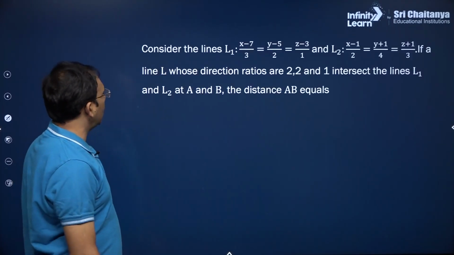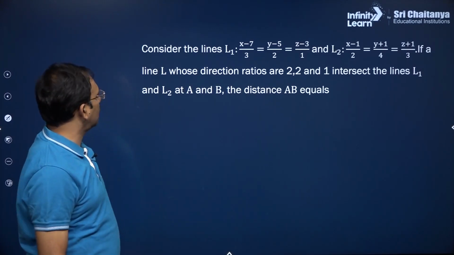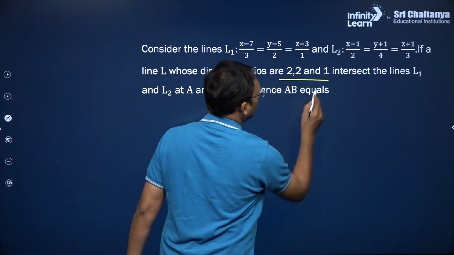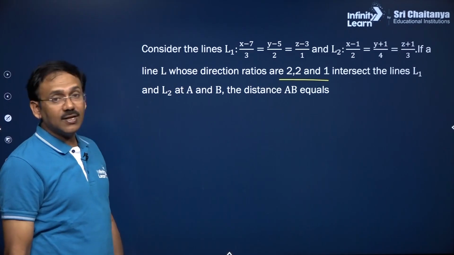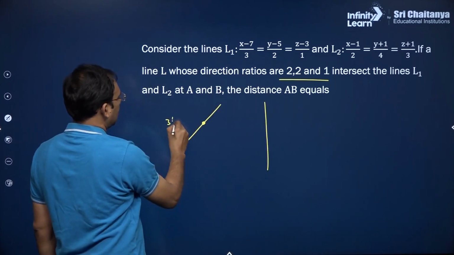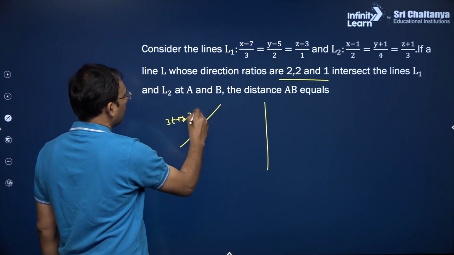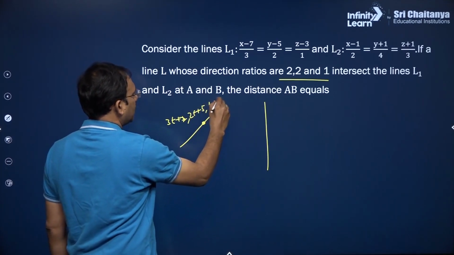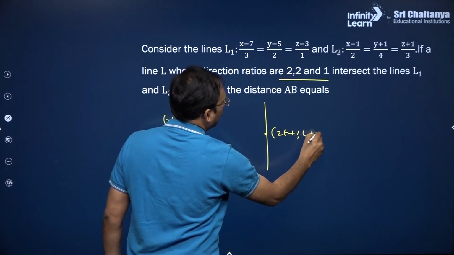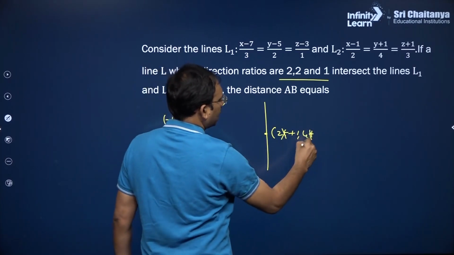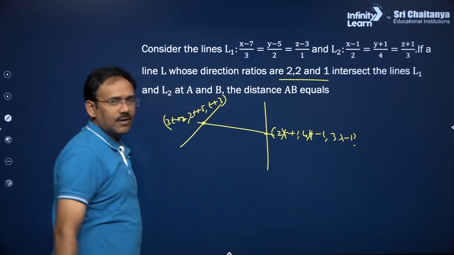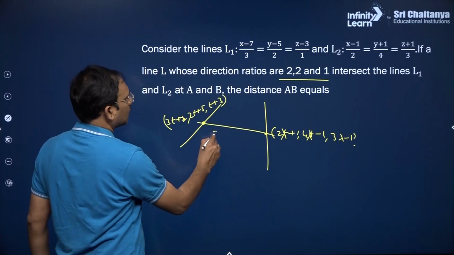Next, you see there are two lines, my dear friends, whose direction ratios are given. Consider a line L whose direction ratios are 2, 2, 1, which intersects the first line and the second line at A and B, then the distance AB. Friends, there are already two lines. You can take a general point on the first line like 3t plus 7, 2t plus 5, t plus 3, whereas the second point is 2 lambda plus 1, 4 lambda minus 1, 3 lambda minus 1. So for some value of t and lambda, this may be the required line whose DRs are 2, 2, 1.